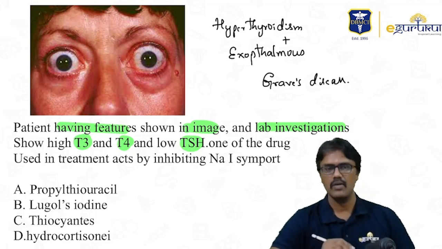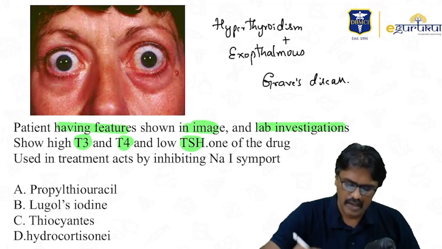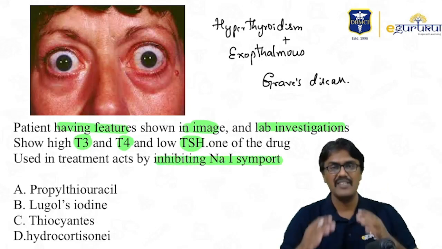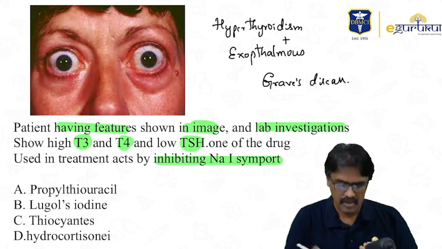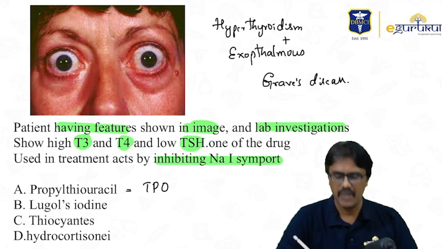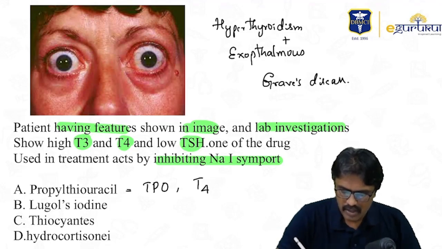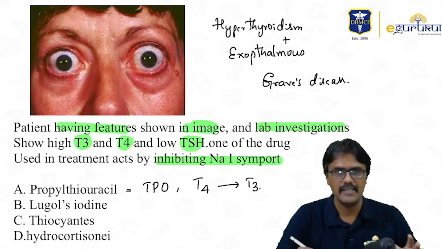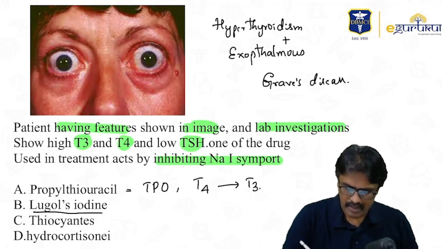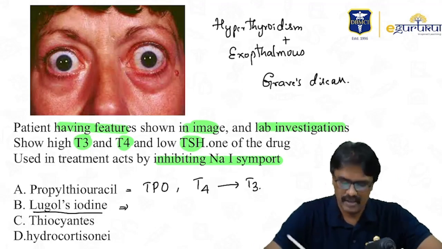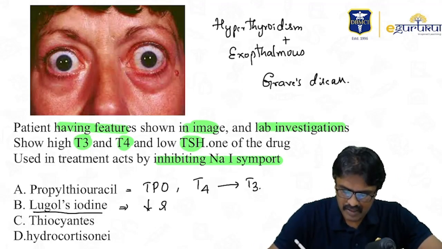So what is the question going to ask you? Now they are asking which one of the following drugs used in the treatment acts by inhibiting sodium iodide symport. So which drug inhibits that? Whether it is propylthiouracil? No, propylthiouracil inhibits the activity of thyroid peroxidase enzyme, and also it blocks the conversion of T4 to T3 by inhibiting an enzyme called deiodinase. What about Lugol's iodine? Lugol's iodine is the fastest acting anti-thyroid drug. It decreases the release of T3 and T4.